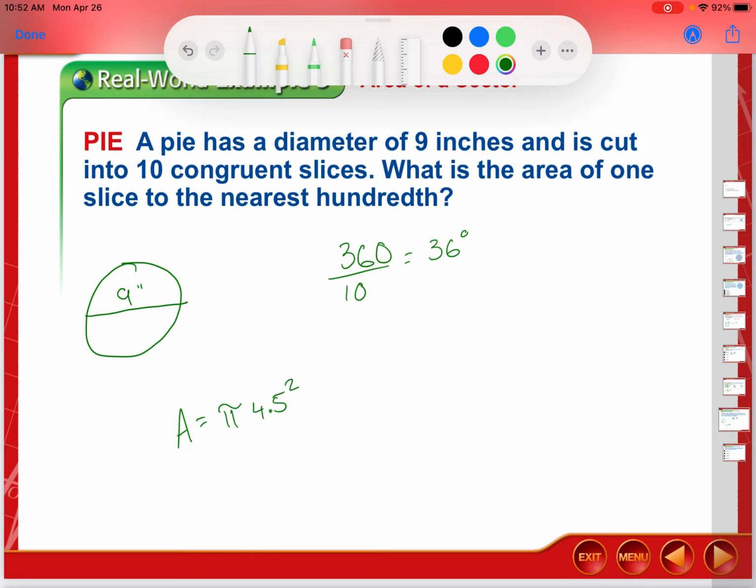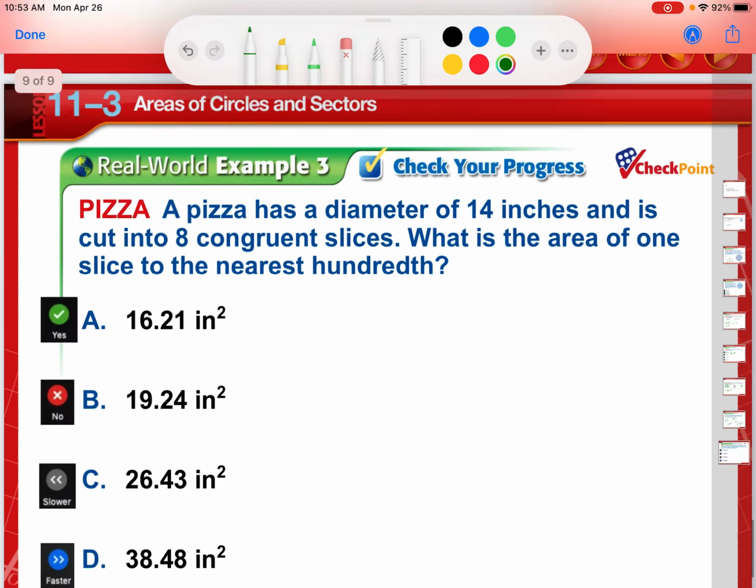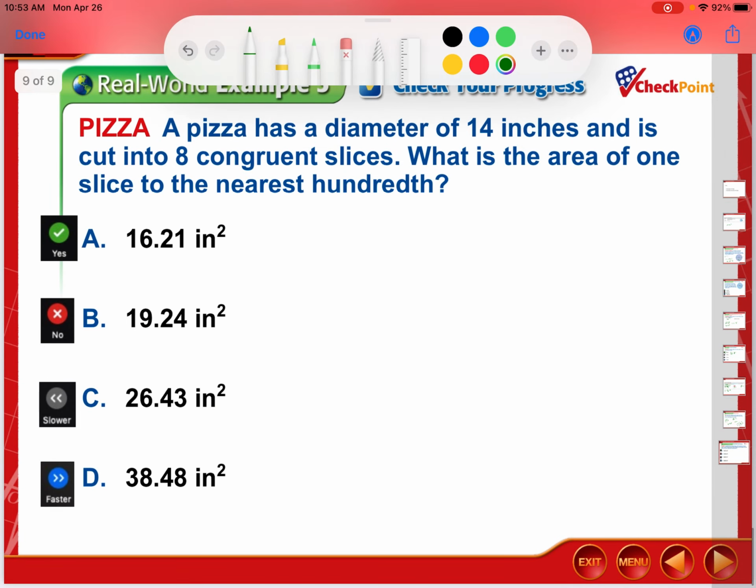So 4.5 squared times pi equals 63.62, and then I'm going to divide that by 10 since there's 10 slices. So the area of one slice is going to be 6.36 inches. It was inches, correct? Inches squared. All right. So we're just kind of dividing that area up into little pieces.